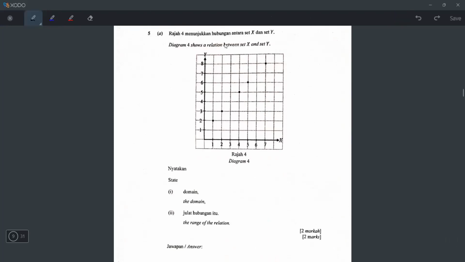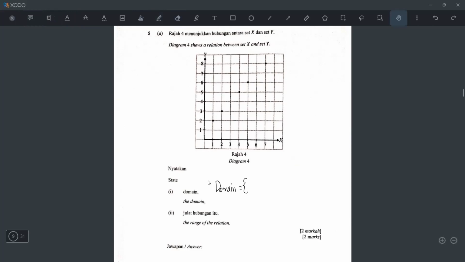Diagram 4 shows a relation between set x and set y. And they want you to state the domain. Remember, when you write domain, codomain, or range, you always have to put the curly bracket. I just call it the curly bracket, because it's curly. So domain means the object, codomain means image.